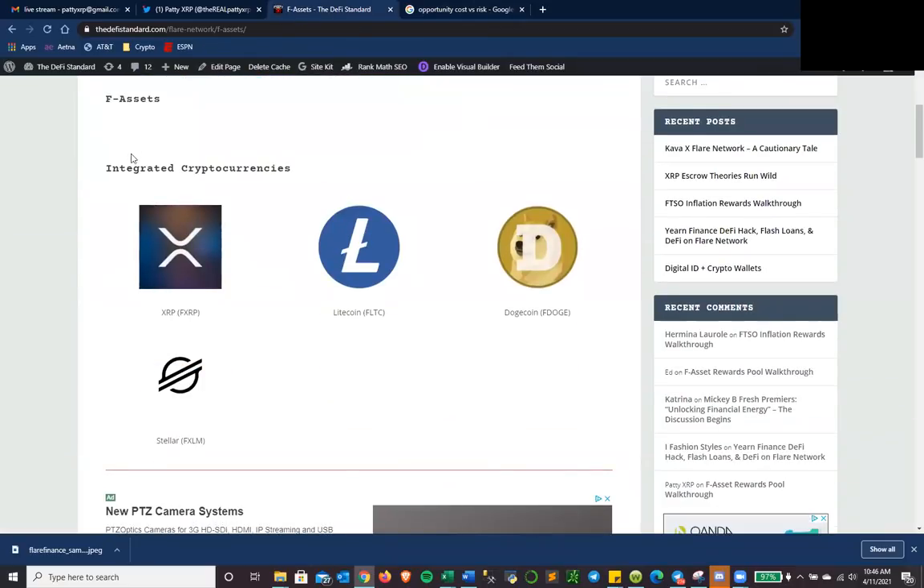Right now, the four integrated F assets are XRP, Litecoin, Dogecoin, and Stellar. Possibly we'll see Cardano in the future. And then, a lot of speculation around Bitcoin. We'll have to see if they integrate that before launch or it comes out to a governance vote by all the Spark holders after launch.